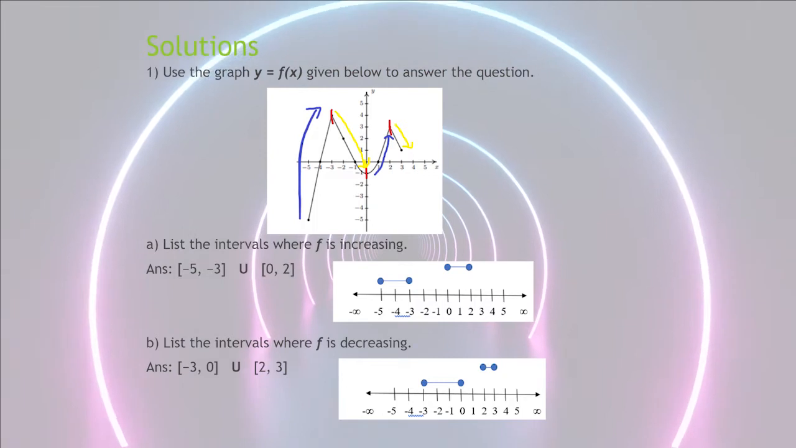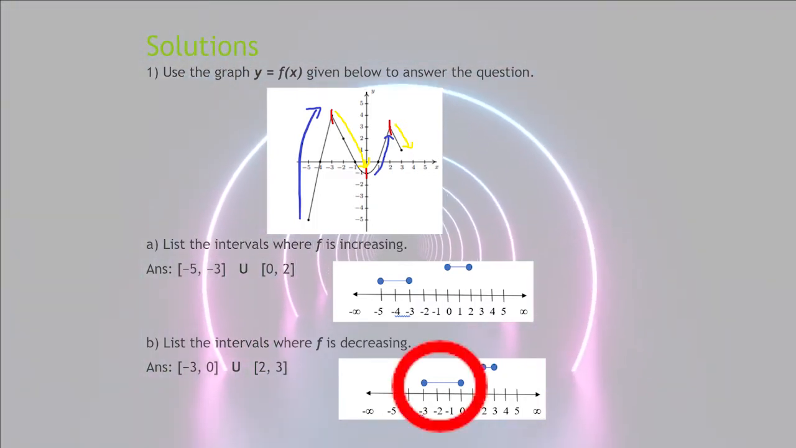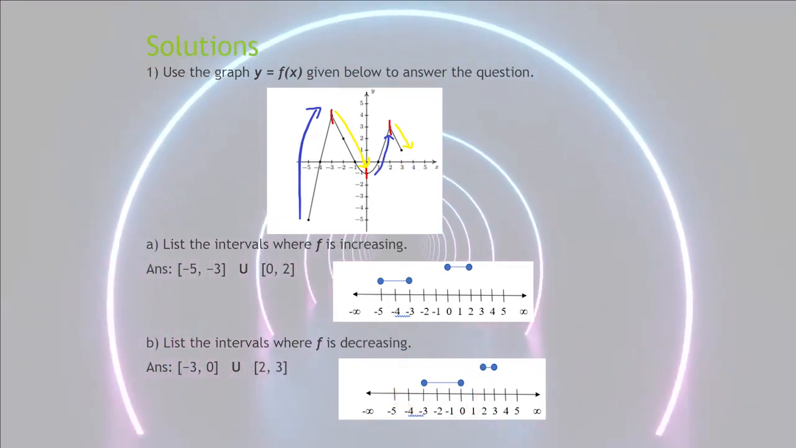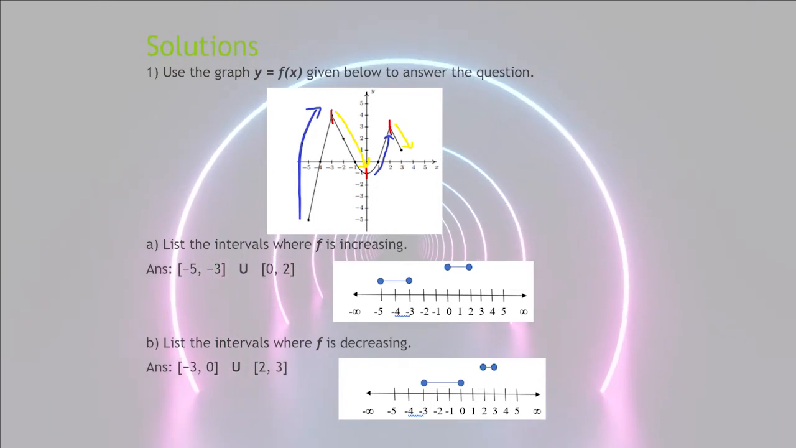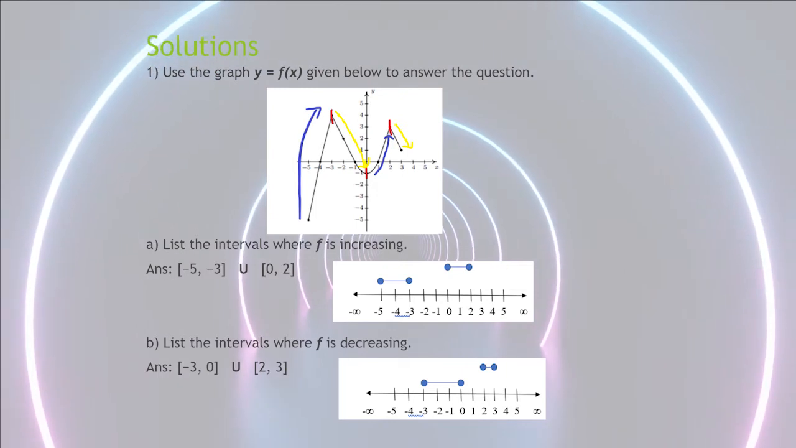And for the B, decreasing. It decreases from -3 to 0. It includes the value, so we need to put a closed dot, and it decreases again at 2 to 3. And it also includes the value.